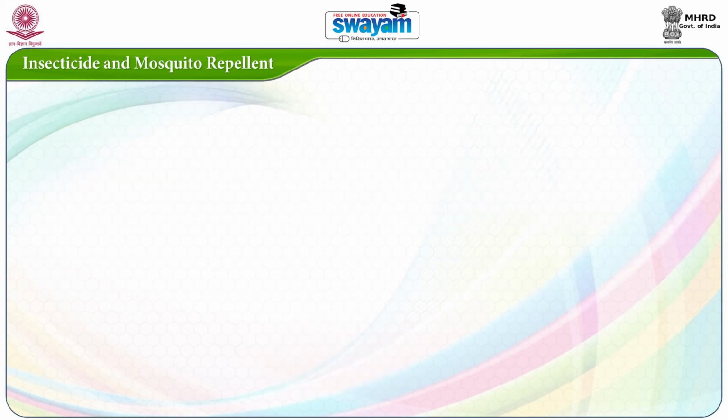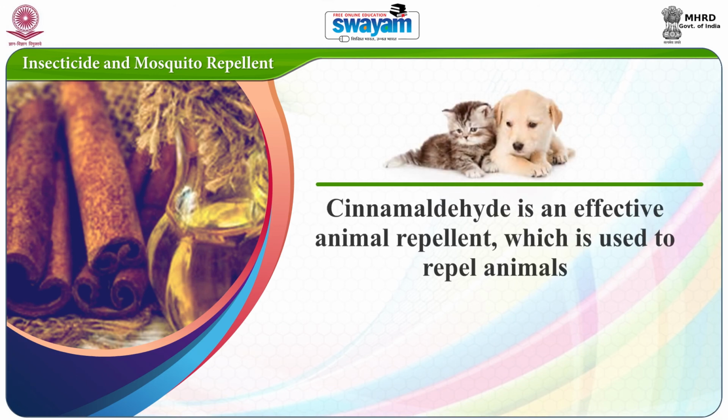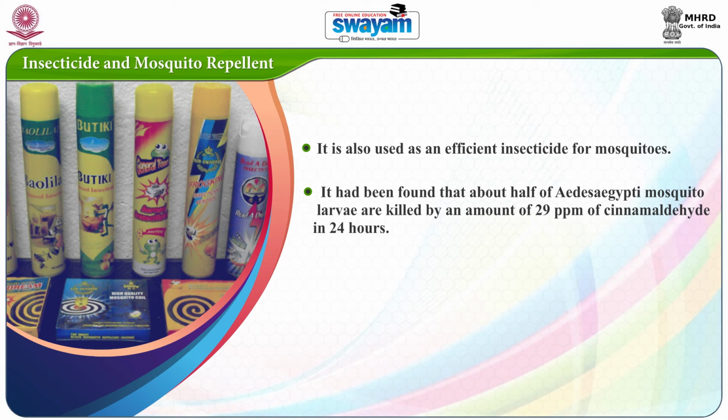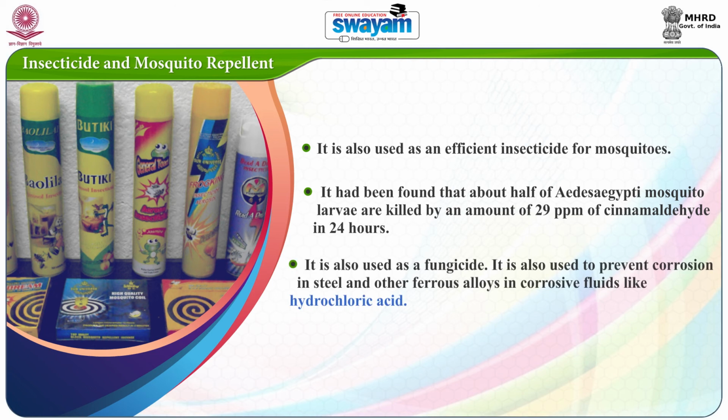As an insecticide and mosquito repellent, cinnamaldehyde is an effective animal repellent which is used to repel animals like cats and dogs. It is also used as an effective insecticide for mosquitoes. It has been found that about half of mosquito larvae are killed by 29 parts per million of cinnamaldehyde in 24 hours. Cinnamaldehyde is also used as a fungicide. It is also used to prevent corrosion in steel and other ferrous alloys in corrosive fluids like hydrochloric acid.